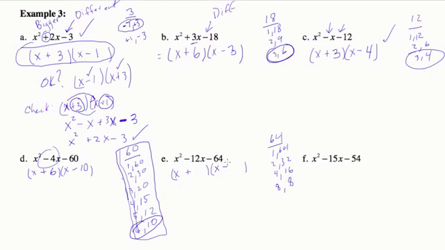All right, so 1 plus, 1 minus. Again, we're looking for the difference. So it looks like these two right here, 16 and 4. And because that number is negative, the bigger one is going to be negative, and the smaller one will be positive.